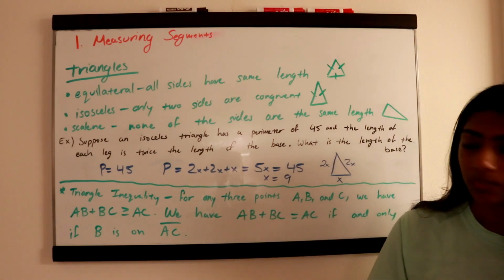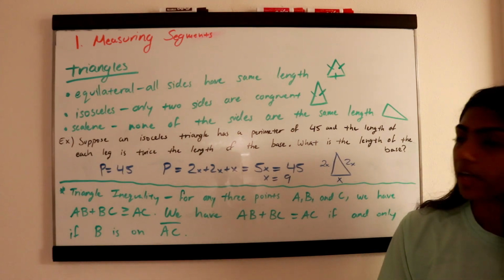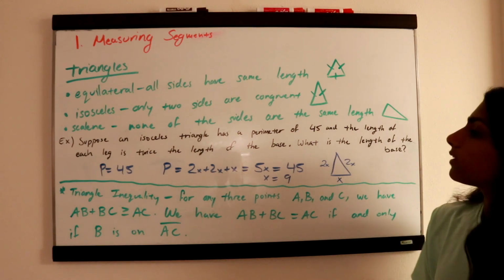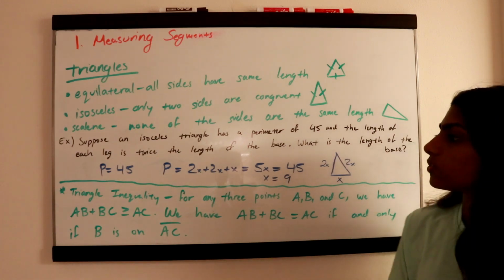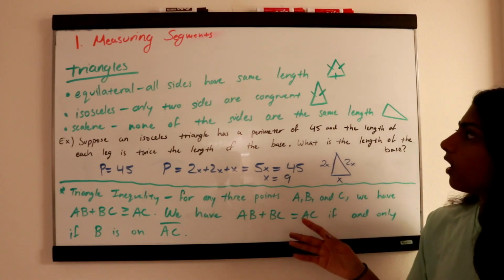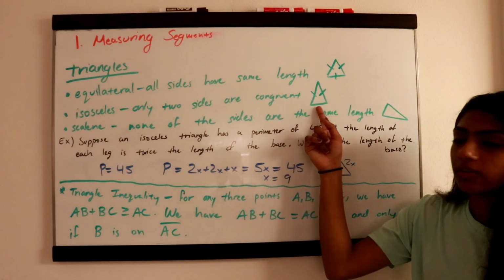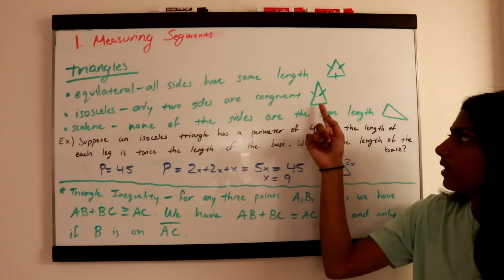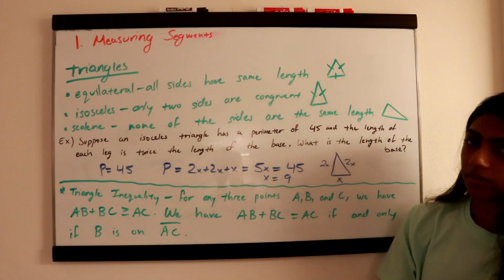So let's look at an example. Suppose an isosceles triangle has a perimeter of 45, and the length of each leg is twice the length of the base. What is the length of the base? Before we start off, we know that the base is the one side that isn't congruent, and the legs are the 2 sides that are congruent.